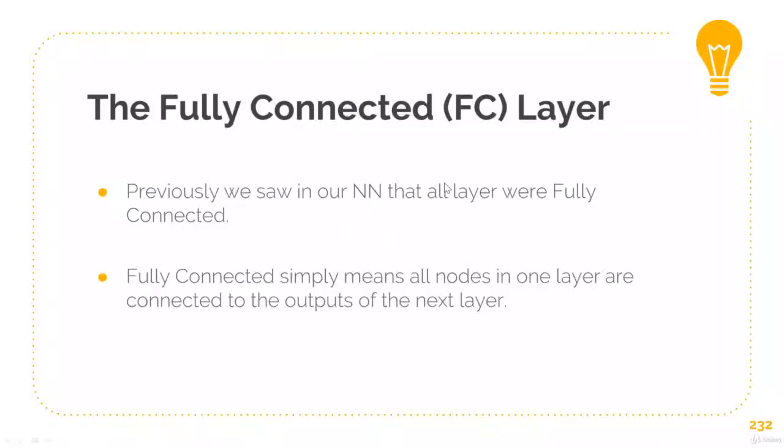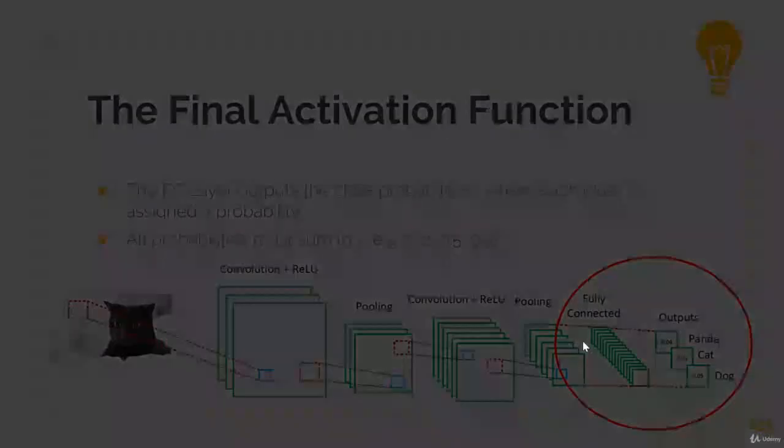So the fully connected layer, or FC layer, is also called the dense layer in Keras especially, but in a number of documentation and other tutorials, they call it the dense layer too. So previously we saw in our neural net that all layers were fully connected, okay? Now what does fully connected mean? Fully connected means that all nodes in one layer are connected to the outputs of the next layer. Now that doesn't happen throughout the CNN except at the fully connected stage.